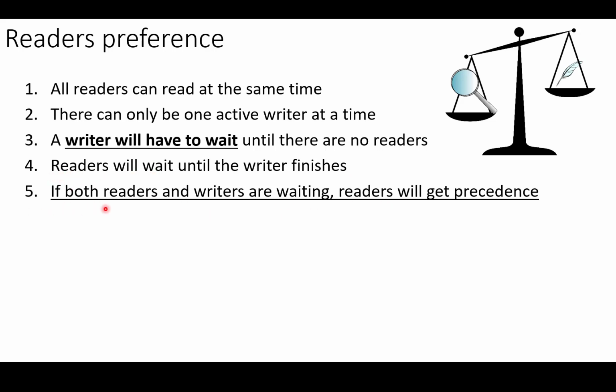Now here's the preference part. That's point number 5. If both readers and writers are waiting, readers will get precedence. So if there is a writer currently writing and a reader waits to get access and a writer waits to get access, then we will make sure that the reader will get access before the waiting writer will get access. So we want to get access for these as soon as possible.